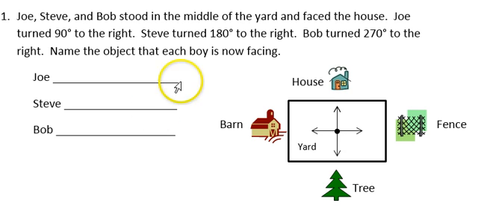So if we look at our diagram, they're all facing the house, so they're all facing this direction. Well, if Joe turns 90 degrees to the right, that means that he is going to make a quarter turn, because all the way around the circle would be 360 degrees. A quarter turn is 90 degrees, because 360 divided by 4 would be 90 degrees. So Joe would be facing the fence.